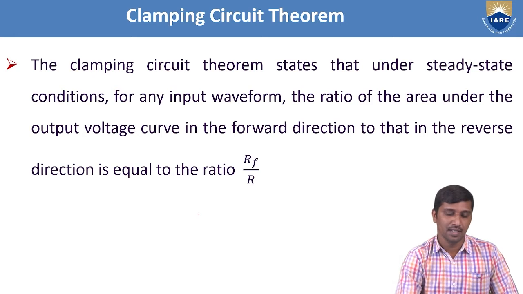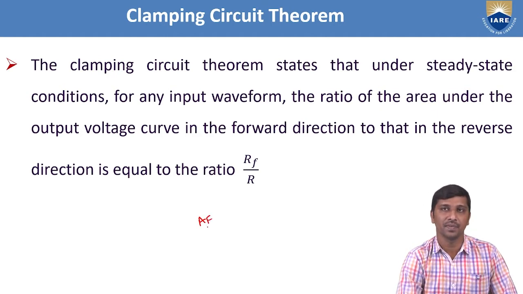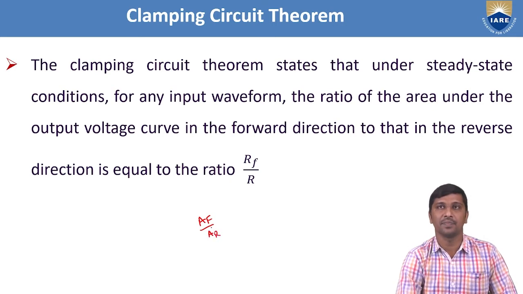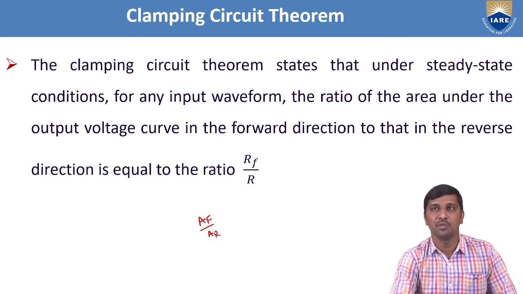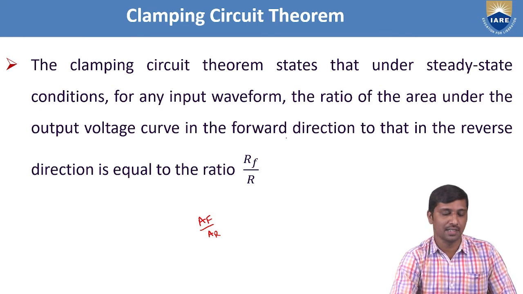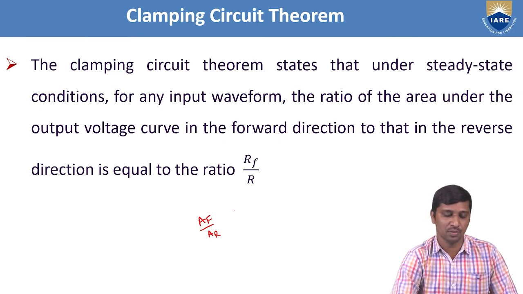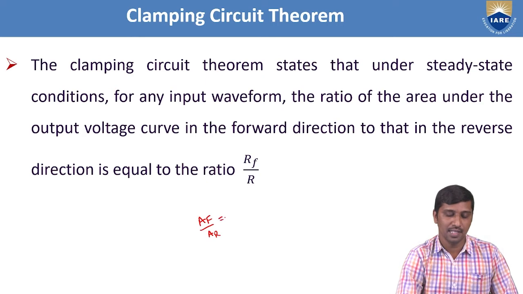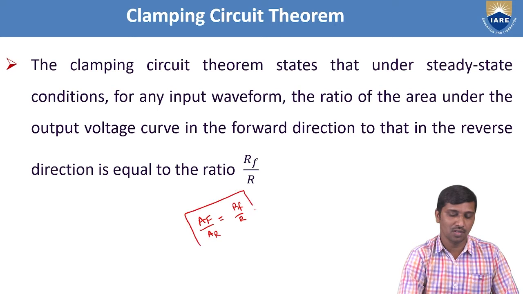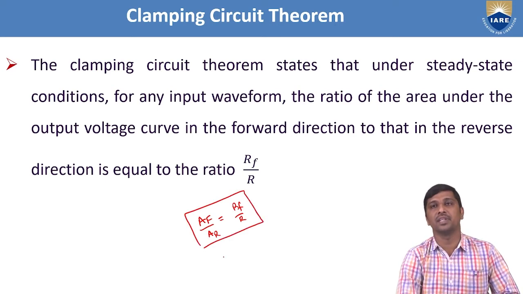Based on the statement, the area under the forward direction is represented as AF and the area under the reverse direction is represented as AR. So for any input waveform under the steady state condition, the ratio of the area under the forward direction to the area under the reverse direction is equal to the ratio of RF to R. This is called the clamping circuit theorem.